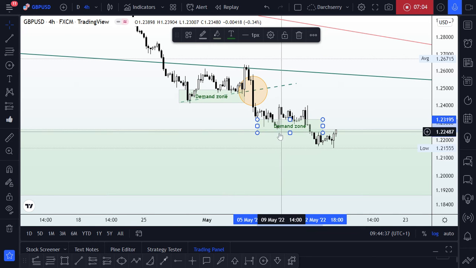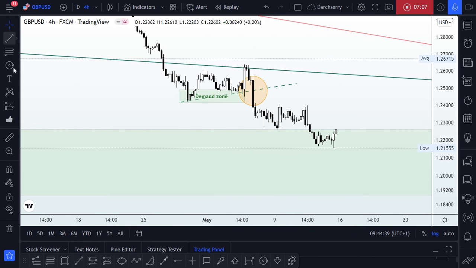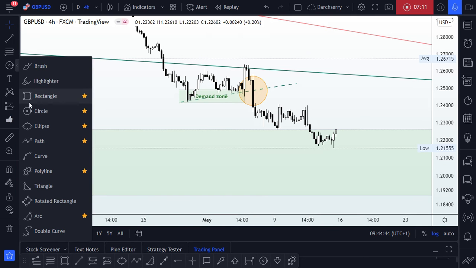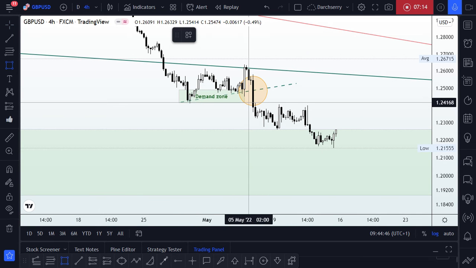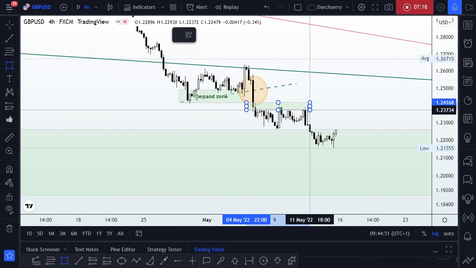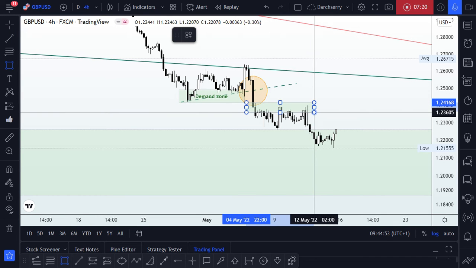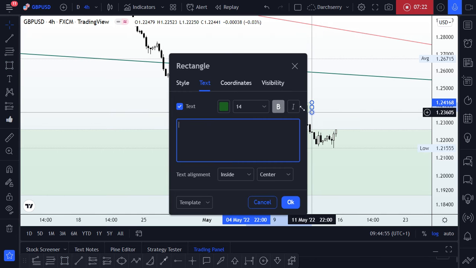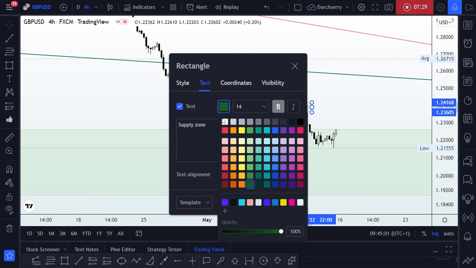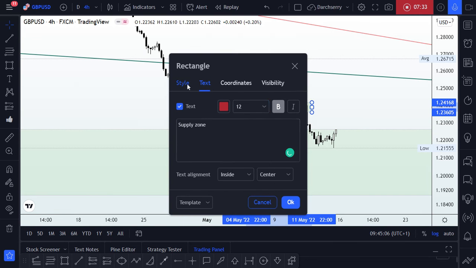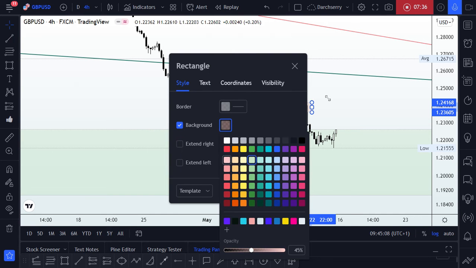Sorry, I mean resistance zone rather, the supply zone instead. We had a supply zone around here. Allow me to label this for clarity's sake. We had a supply zone around here. Let me give it 12 and let's give this a light red.